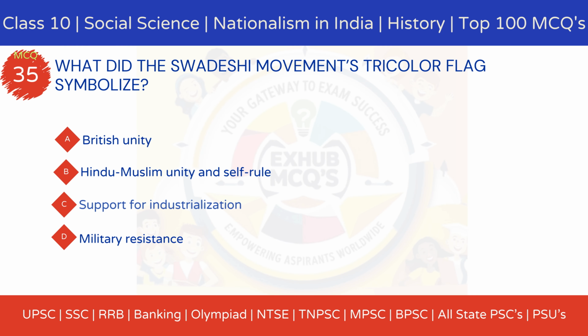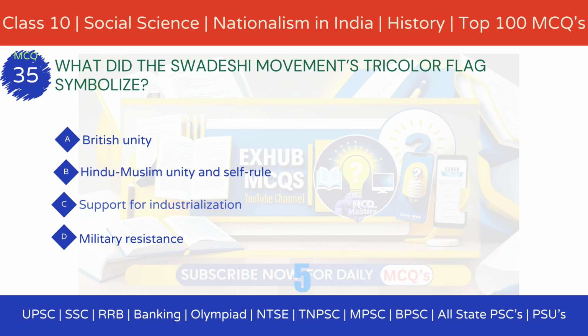MCQ 35. What did the Swadeshi movement's tricolor flag symbolize? Option A, British unity. Option B, Hindu-Muslim unity and self-rule. Option C, support for industrialization. Option D, military resistance.